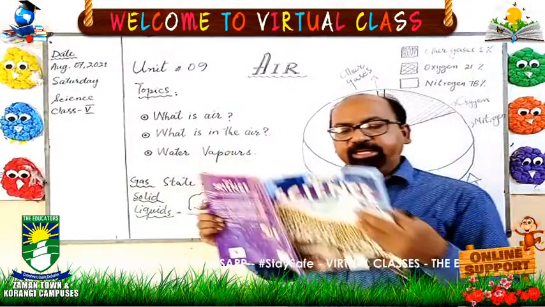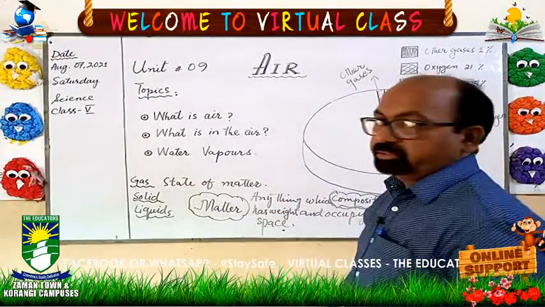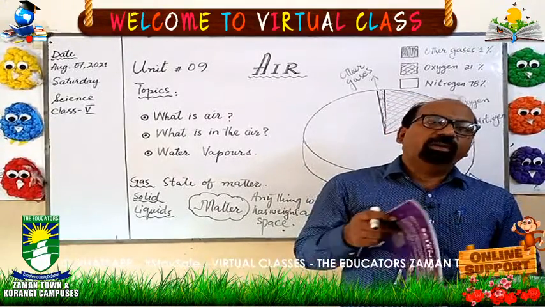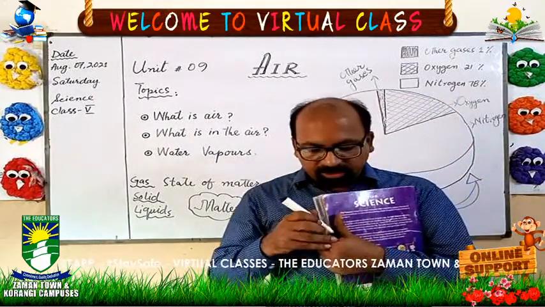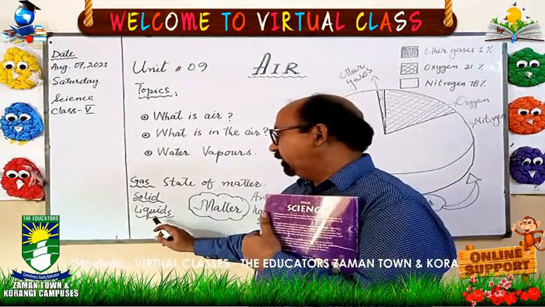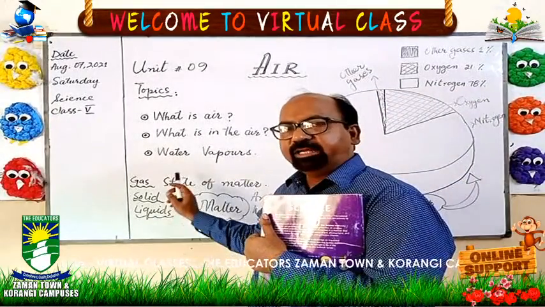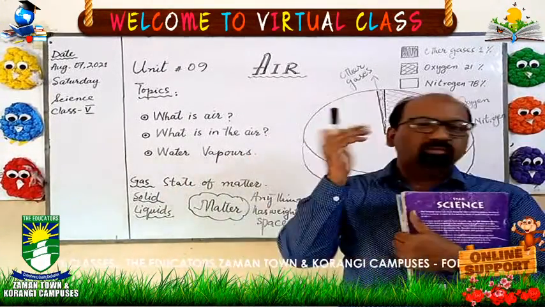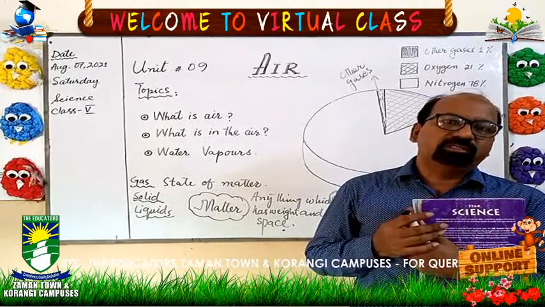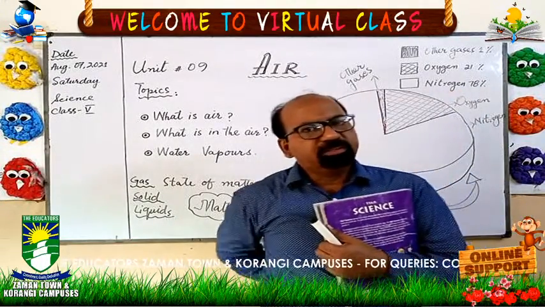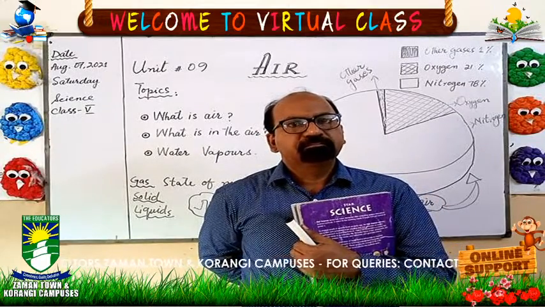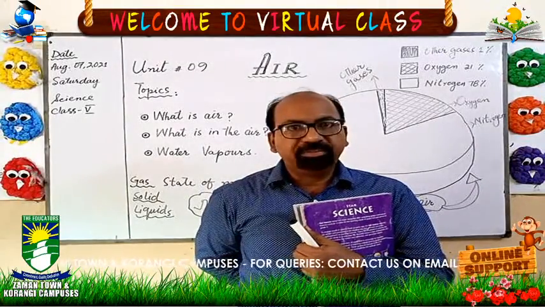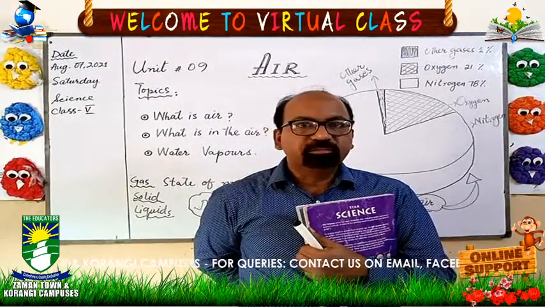Next topic is water vapors. So what are the water vapors? Water, you know, is the liquid state of matter. Water is a liquid form of matter. We know about water, but what are water vapors? Are you able to see the water vapors? The answer is sometimes we cannot see the water vapors, and sometimes we can observe them.